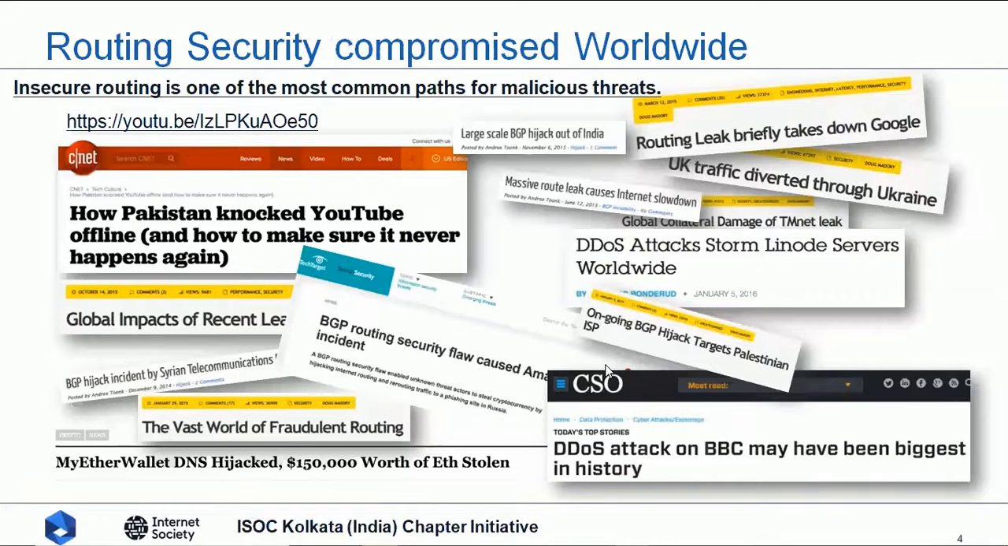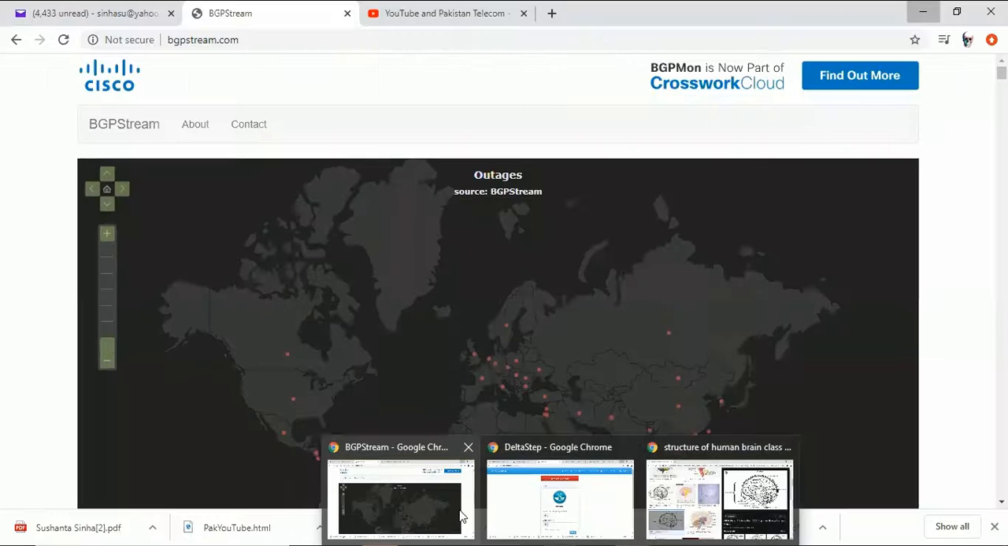These are some of the incidents that come into the news. If you keep your eyes and ears open, you will know how such security flaws could create havoc. It creates a headline sometimes, but for numerous cases, it remains undiscussed and unpublicized. I can show you a link from YouTube to understand how it happened once, when Pakistan knocked down YouTube for some time.